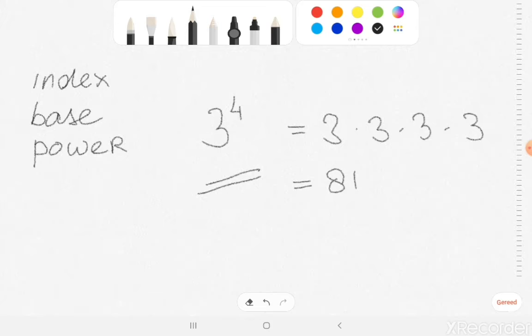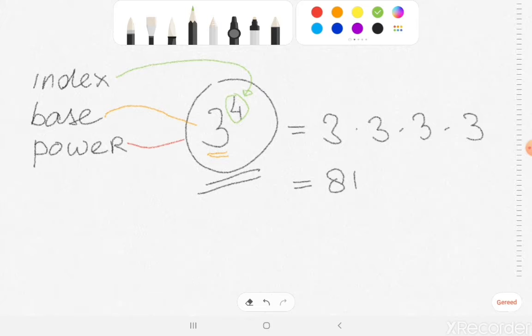Now the whole thing, we call it a power. So 3 to the power of 4. Then if we look at the number 3, in mathematics we say that the number 3 is the base. So 3 is the base, and the last one, the 4, at the top of that number, we call it the index. So the base is 3, the index is 4, and together we just say it is a power.